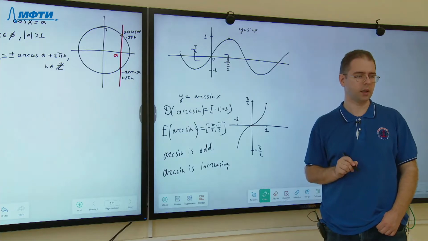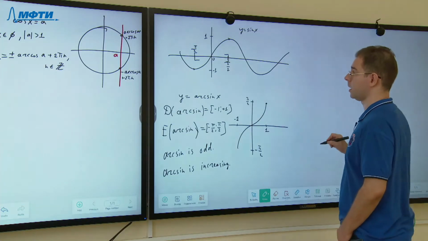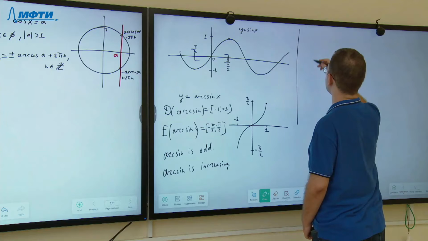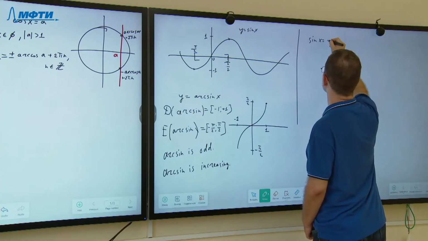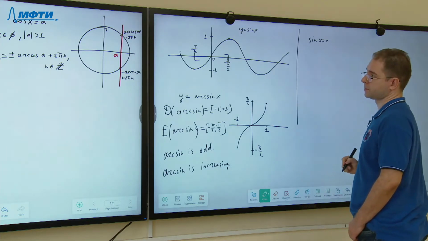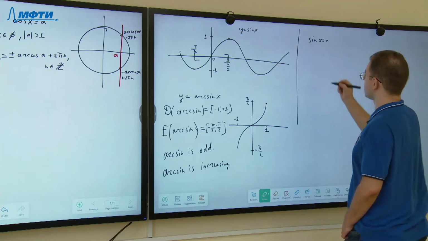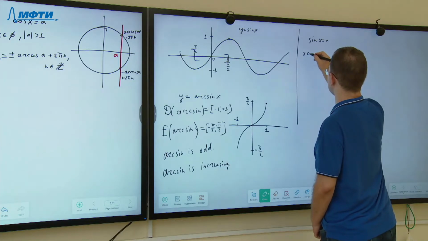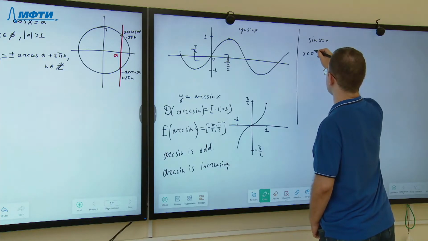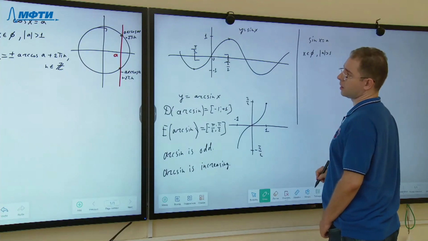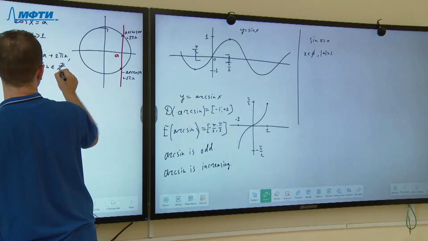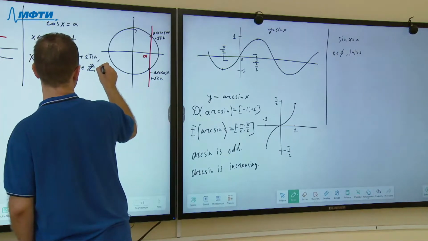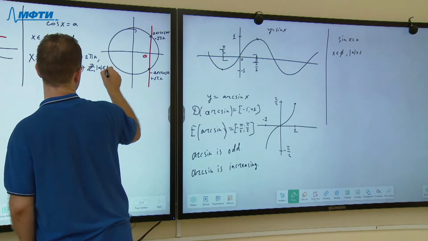And once again, we want to solve the equation sine x equals a. Once again, we do not have solutions if the absolute value of a is greater than 1. But we do have solutions if the absolute value of a is less than or equal to 1. I forgot to write it down over here.